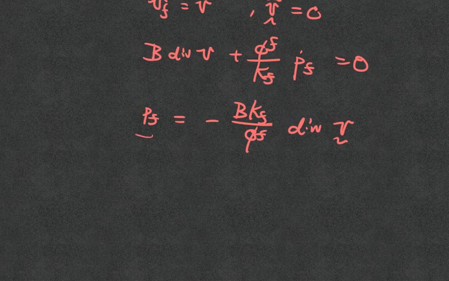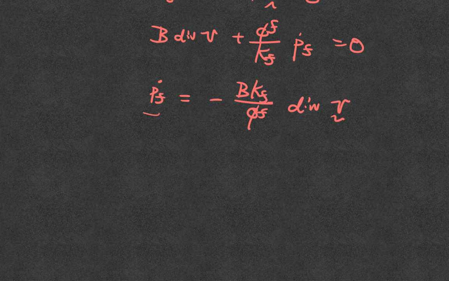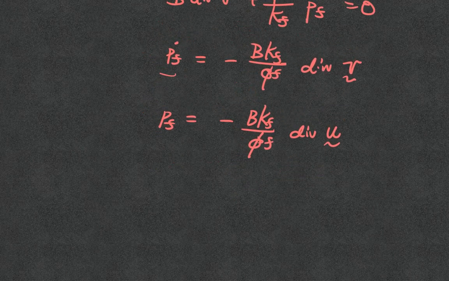Okay, now I have the P. I can rewrite P as a function of the divergence of solid velocity, right? So P dot is actually equal to B K_f divided by porosity times the divergence of V. Now, if I assume small deformations and the initial condition is 0, I can integrate it, and then I will get the U. Okay, does that make sense?